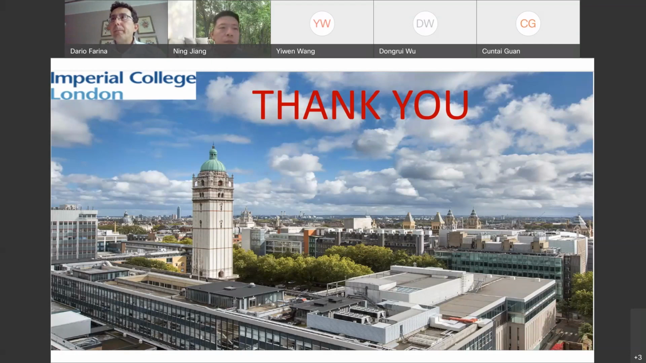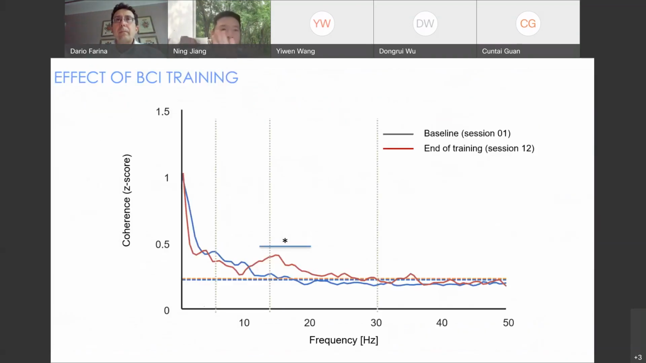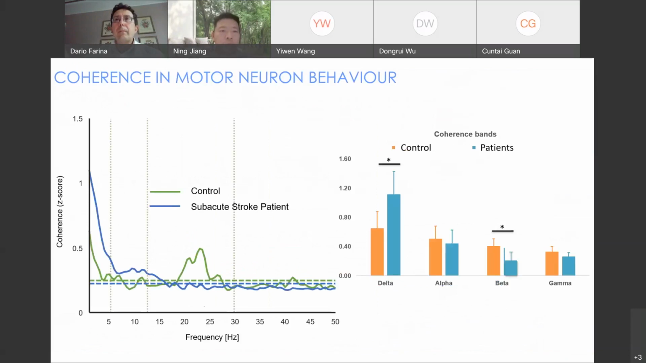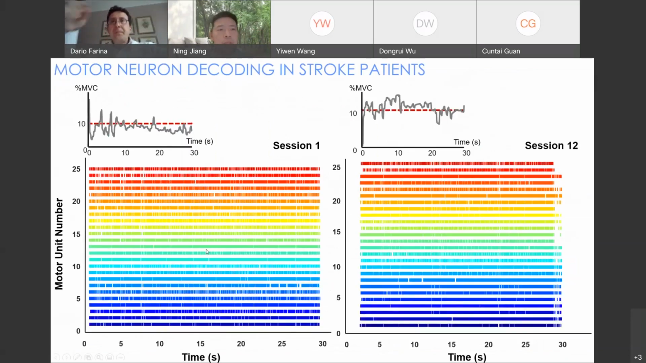So this is actually a question from myself. The coherence plot that you showed, is that between two EMG signals, like interference patterns, or is this between two motor unit trains, or between two populations of motor units?